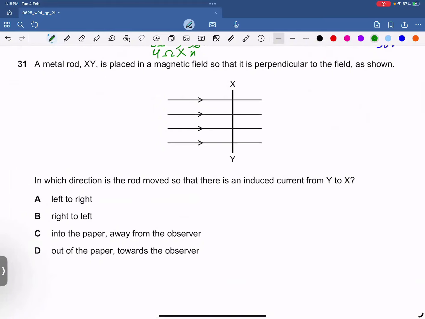A metal rod XY is placed in a magnetic field so that it is perpendicular to the field. Okay, this is the metal rod, this is the magnetic field. In which direction is the rod moved so that there is a current from X to Y, an induced current? My dear students, whenever you have induced current, the word induce is the key word for you. So you have to use Fleming's right hand rule. So let's apply Fleming's right hand rule.